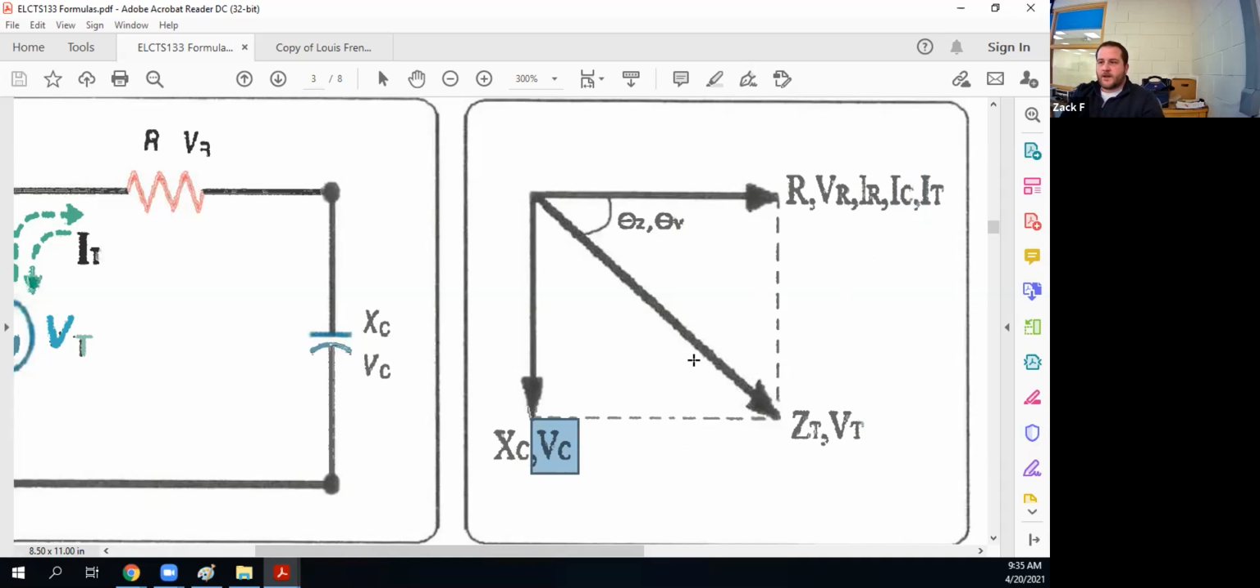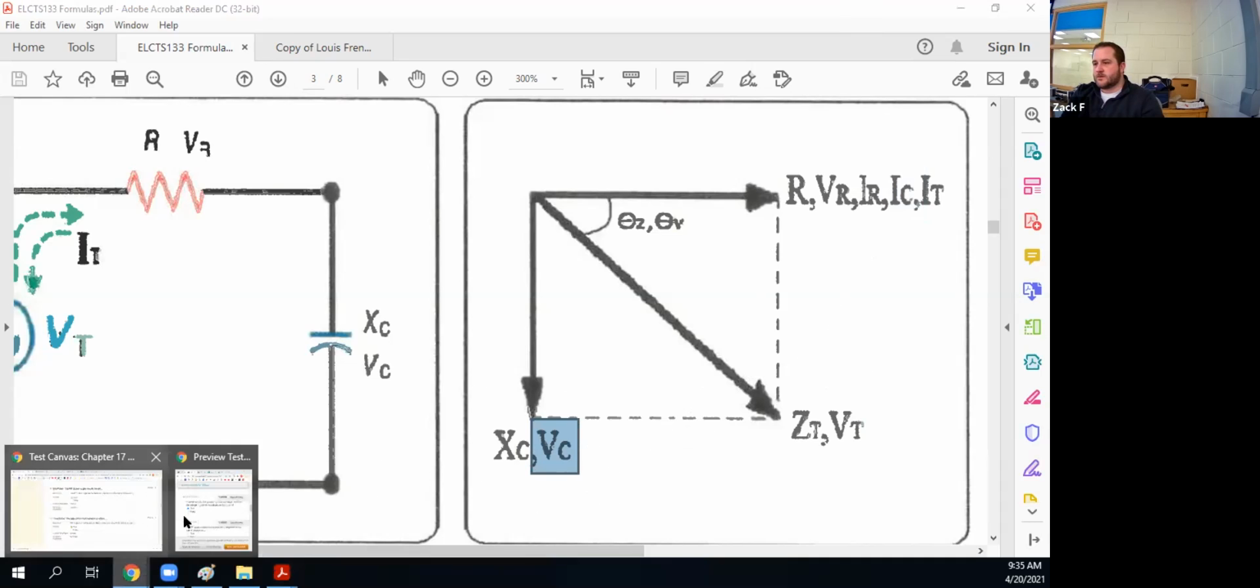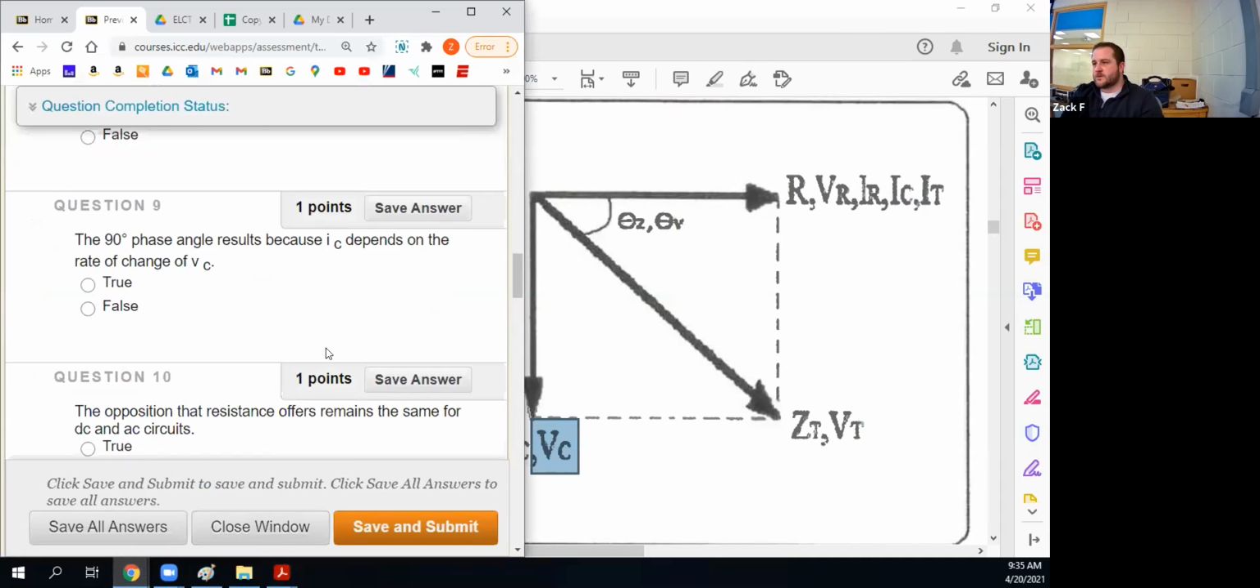The 90 degrees phase angle results because capacitive current depends on the rate of change of capacitive voltage. That's true.